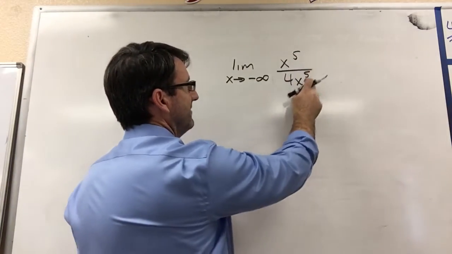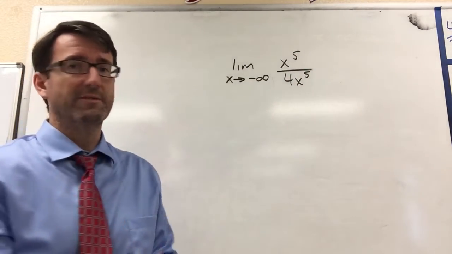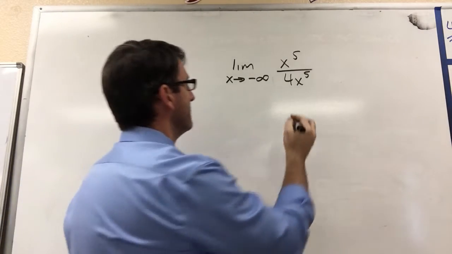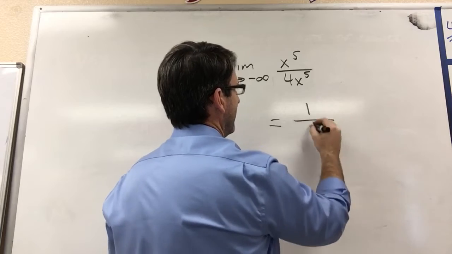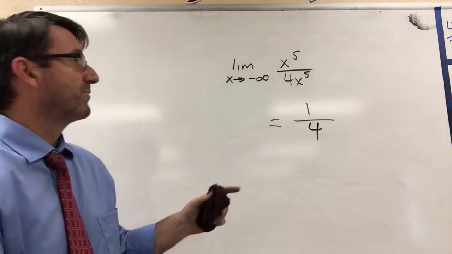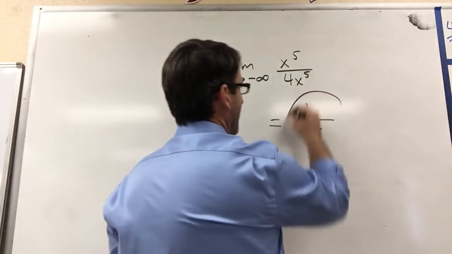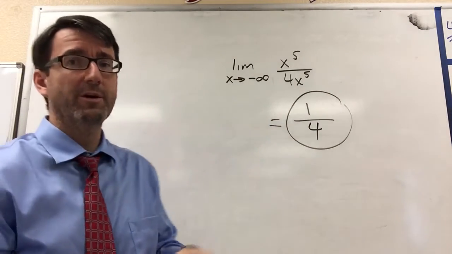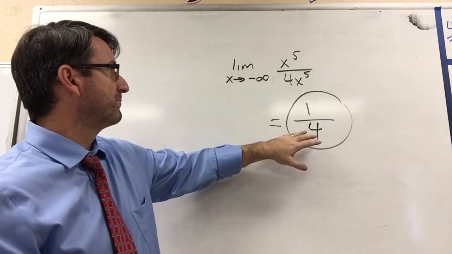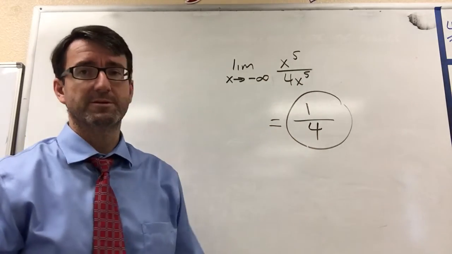Notice that the x to the 5th and the x to the 5th, those are going to divide to 1. And so this is just going to be 1 divided by 4. And that's the answer. As this gets closer to either positive infinity or negative infinity, this whole thing is going to get closer and closer to 1/4.